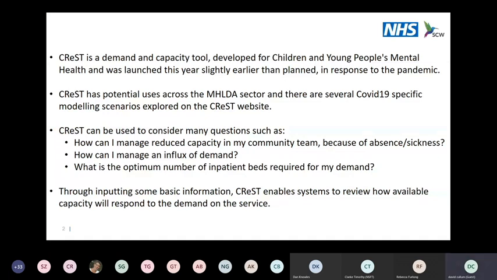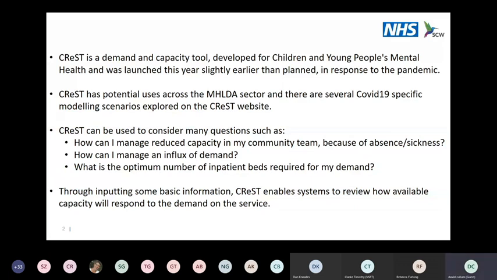It has potential uses across the mental health, learning disabilities, autism sector. And we've got some COVID specific scenarios at the CREST website, which we can look at. So the sorts of questions that CREST can help you with: how might I manage reduced capacity in my team because of absence, sickness, people self-isolating or shielding? You probably haven't got the resources necessarily that you'd usually have at the moment. How can you manage an influx of demand? Is COVID going to cause you less business? Probably in the short term, but quite likely going to cause you more business going forward.